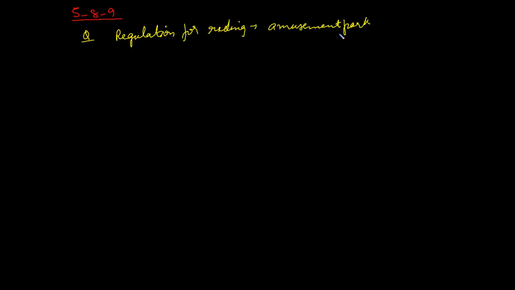Test 5, Section 8, question number 9. The question here says there are some regulations for riding in some amusement park. As all the amusement parks have something, the regulation here is that the child should be between 30 inches to 50 inches of height.